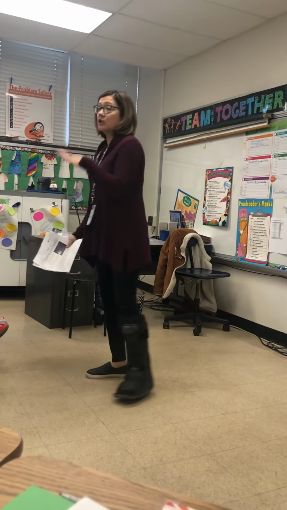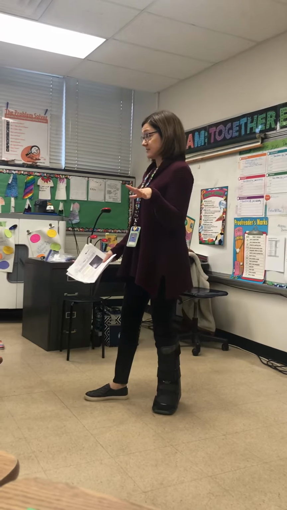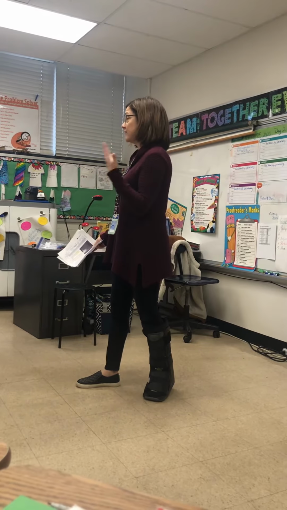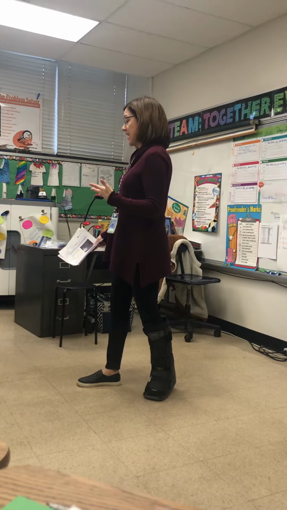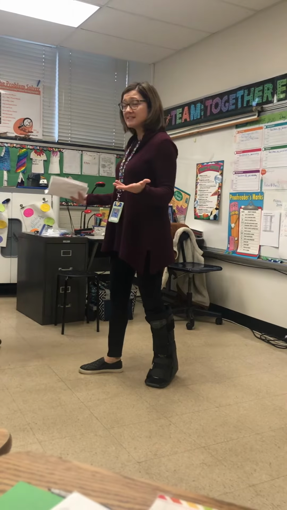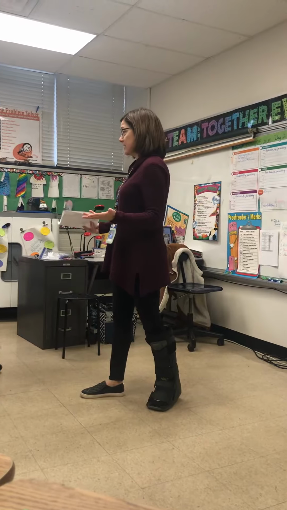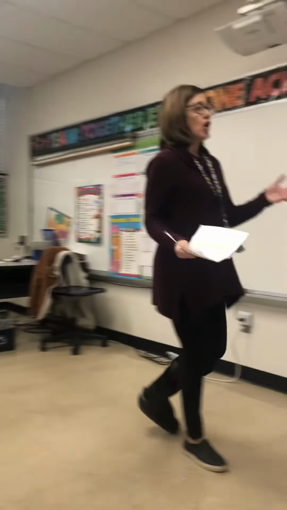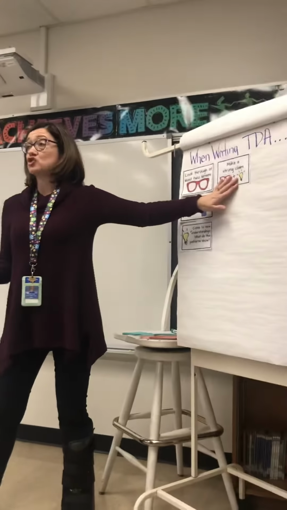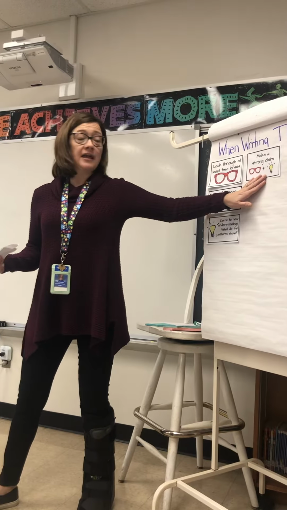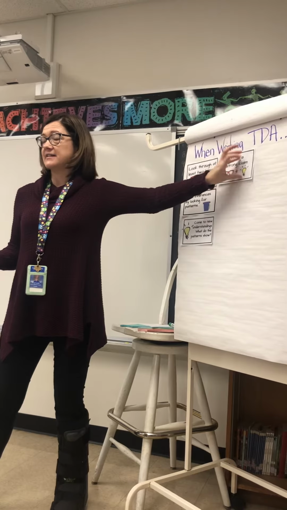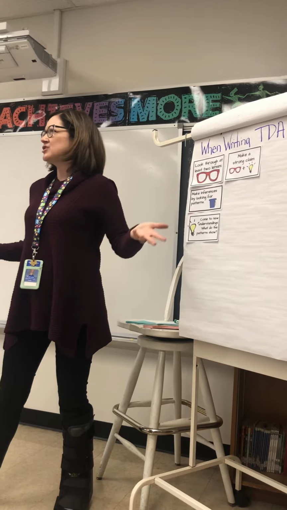You finished all of your reading of those 3 texts, and you've done a lot of thinking work with those 3 texts. And now it's time to decide, what are you going to be writing about? Because the next step when writing a TDA is to make a strong claim. And we make a strong claim by using our lenses and type of understanding. But we can't just write a claim.